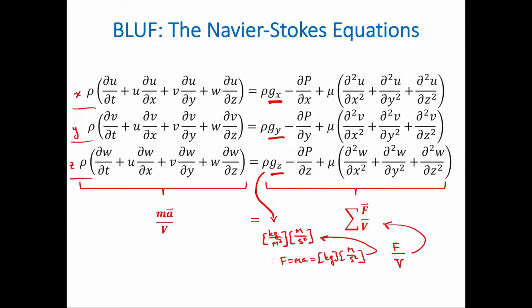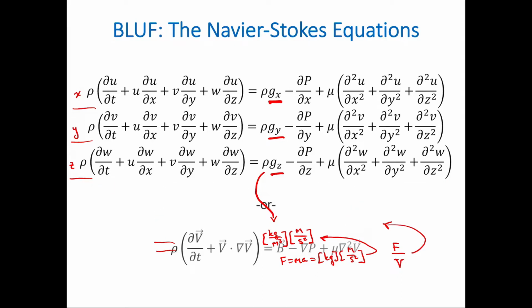On the right-hand side, it's F, or force divided by volume, and on the left-hand side, it's mass times acceleration divided by volume. And we'll walk through each of these components individually as we go.